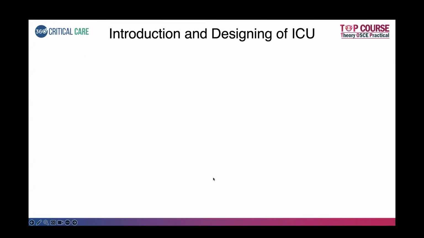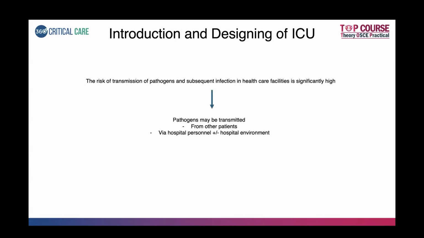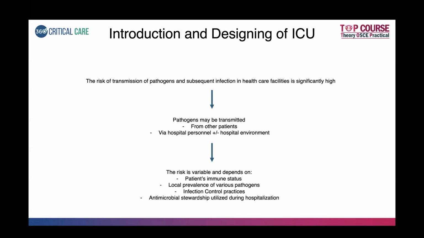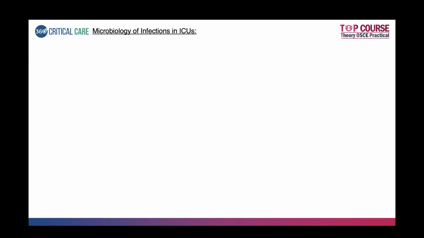So coming to introduction and designing of ICU, the risk of transmission of pathogens and subsequent infection in healthcare facilities is significantly high. So pathogens may be transmitted from other patients via hospital personnel and or hospital environment. So the risk is variable and it depends on the patient's immune status, the local prevalence of various pathogens, infection control practices, and antimicrobial stewardship utilized during the hospitalization.